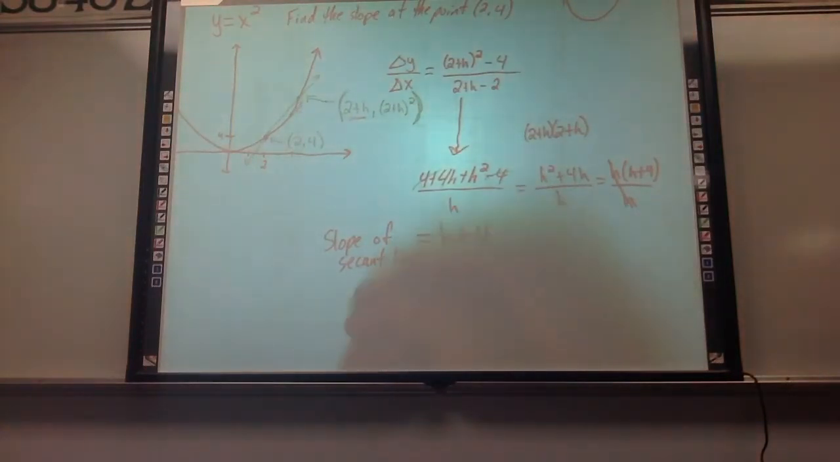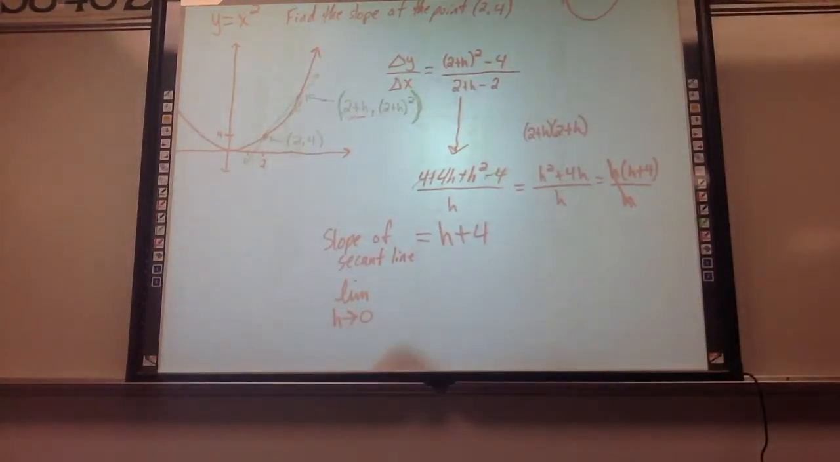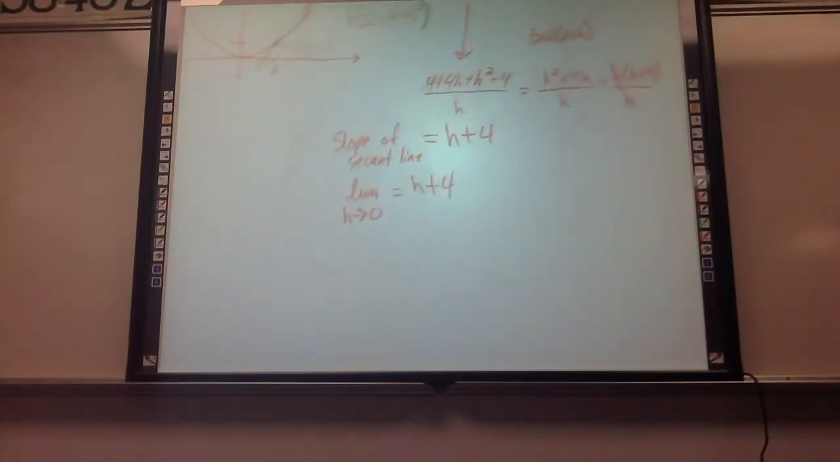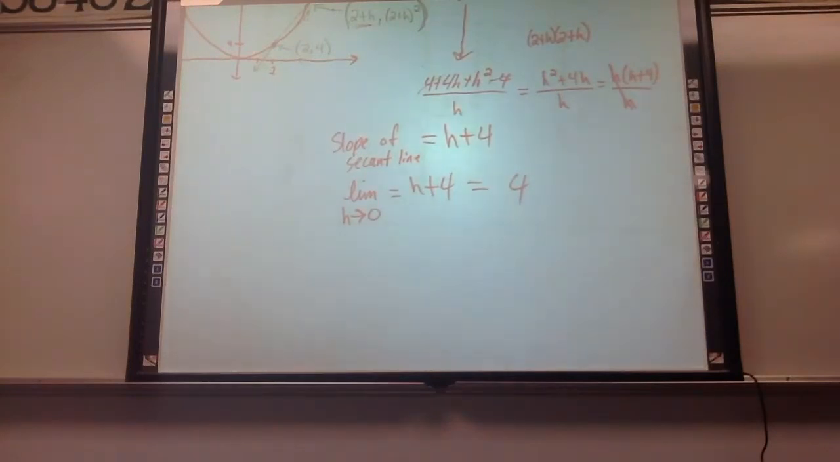So let's take the limit as h approaches 0, because we want h to get close to 0, of h plus 4. That should be an easy limit to calculate. What's that limit equal? 4. Just 4. Again, I hate the numbers. I should have done it differently. Should have thought about that a little more before I did this one.